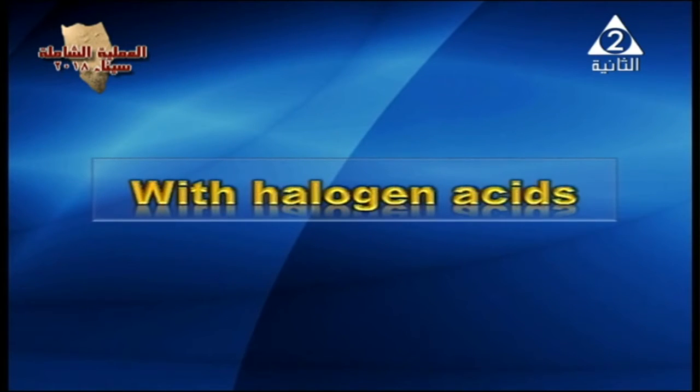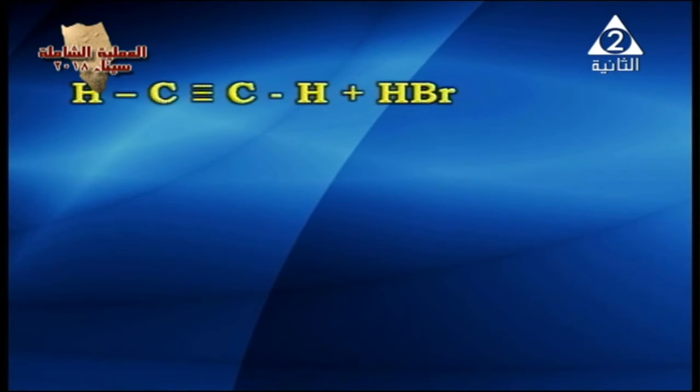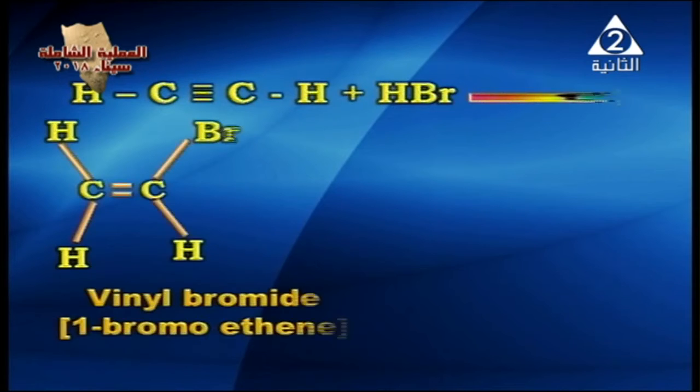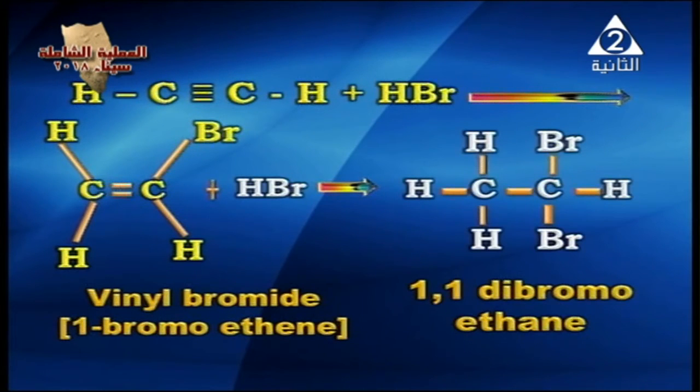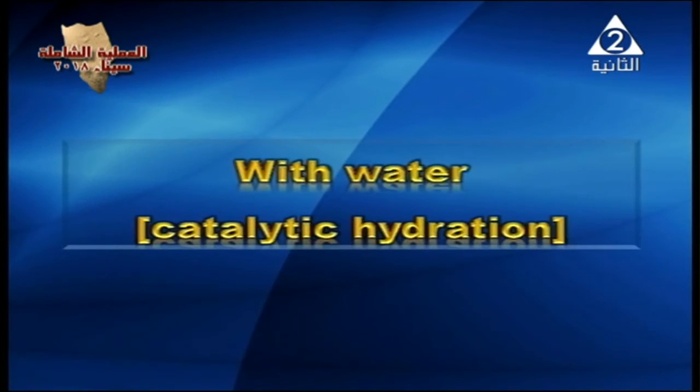Now the reaction with halogen acid. As shown on the screen, acetylene reacts with hydrogen bromide, breaks one pi bond and forms vinyl bromide, or we can say 1-bromoethene, its IUPAC name. When adding the second molecule of hydrogen bromide, it breaks another pi bond, forming 1,1-dibromoethane.